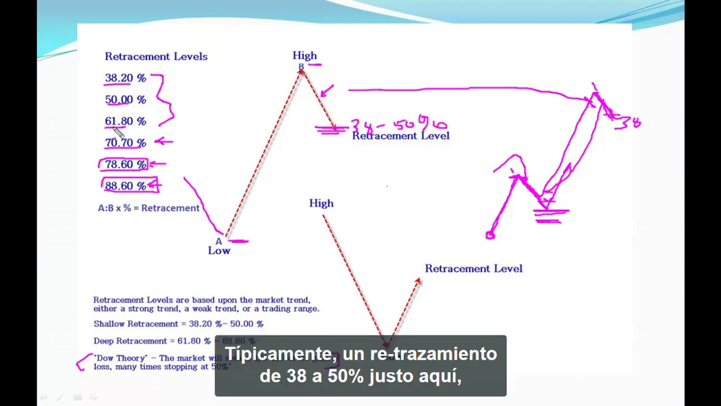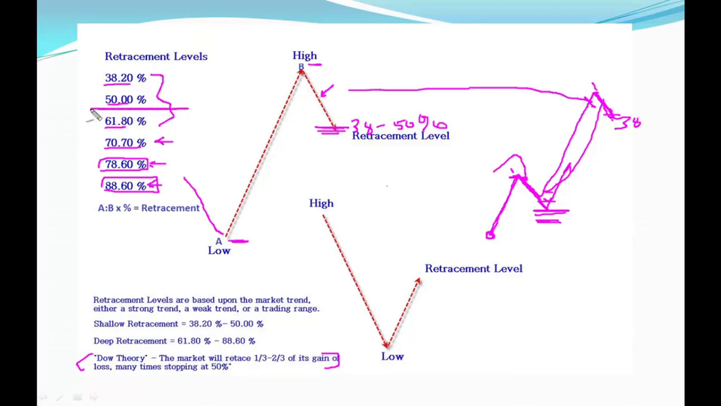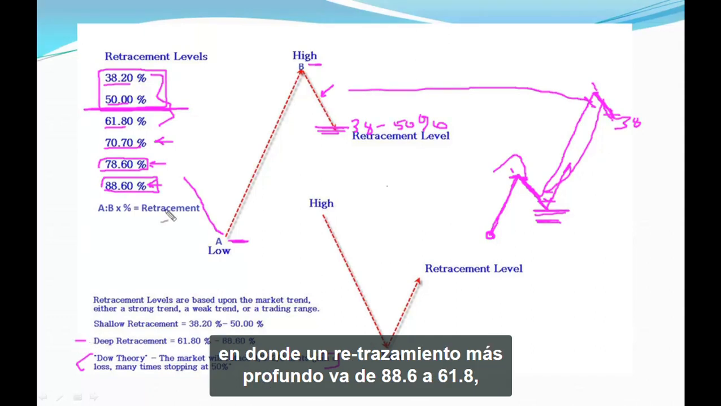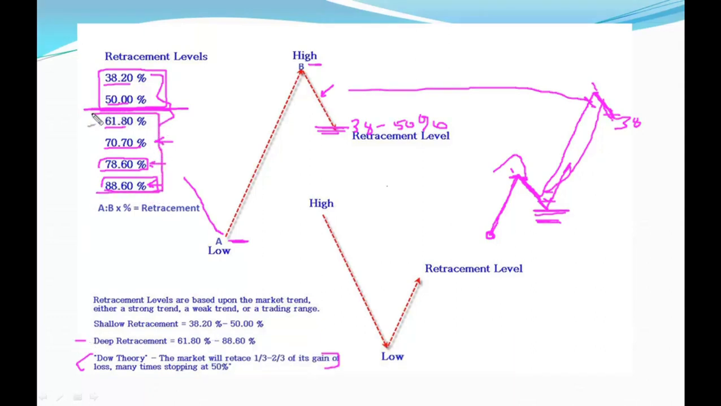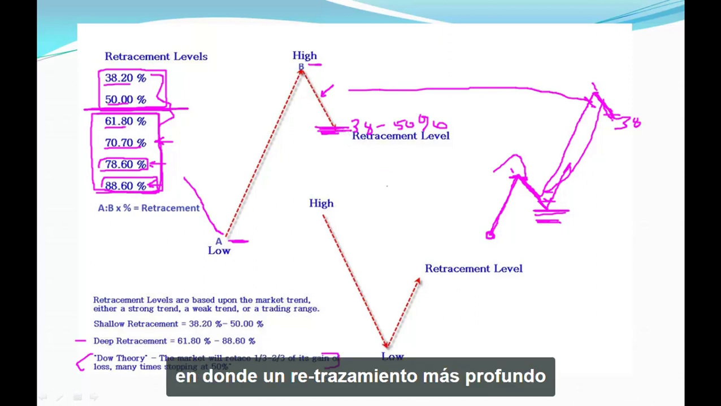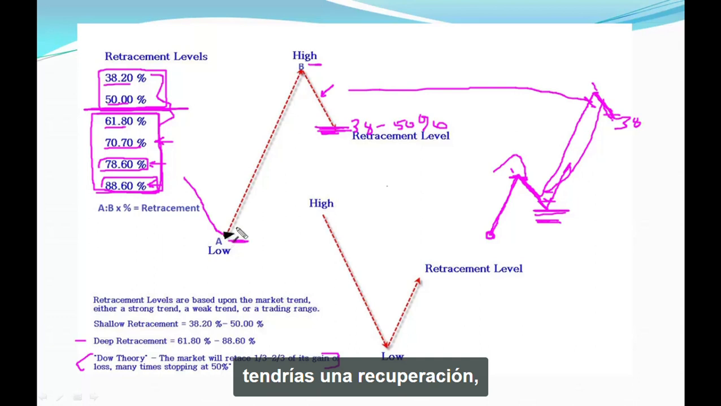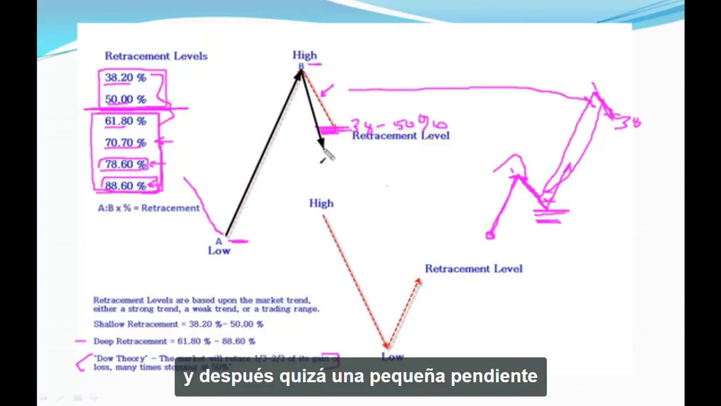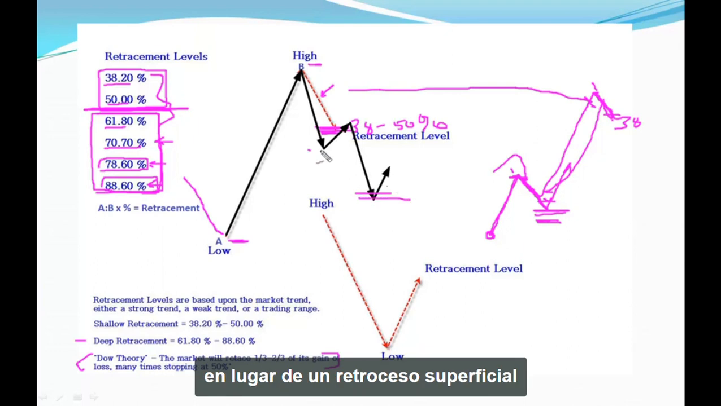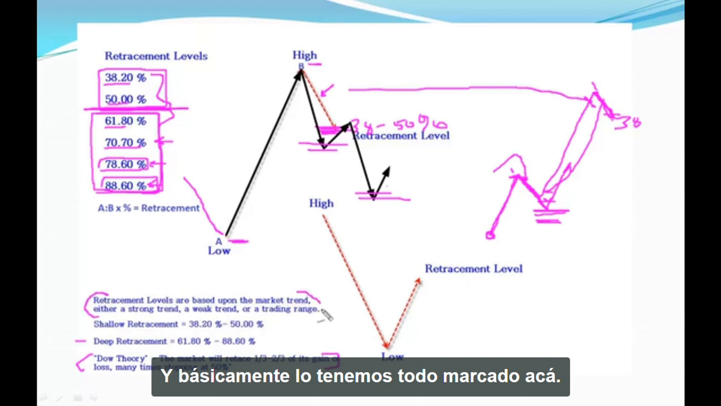So typically a 38 to 50% retracement right here is considered a shallow retracement, where a deeper retracement goes down 886 to 618 right here. So a shallow retracement is 38 to 50%, where for a deeper retracement, you would have a rally and then maybe a little dip, and then it comes down this far before going up. That would be considered a deeper retracement as opposed to a shallow retracement on the first move down. And basically we have it all marked off over here.